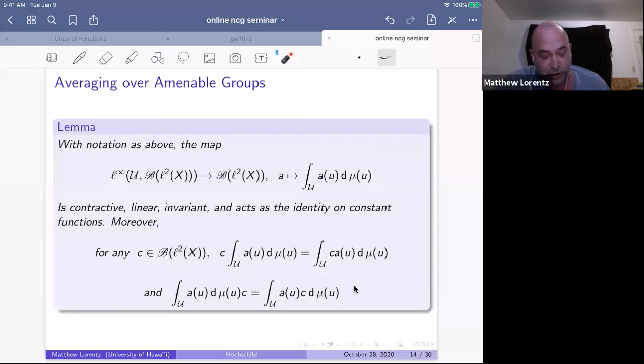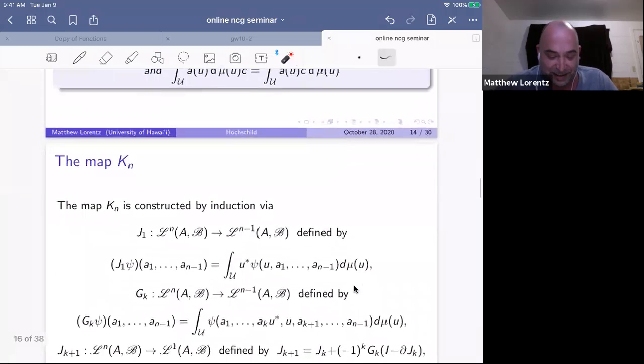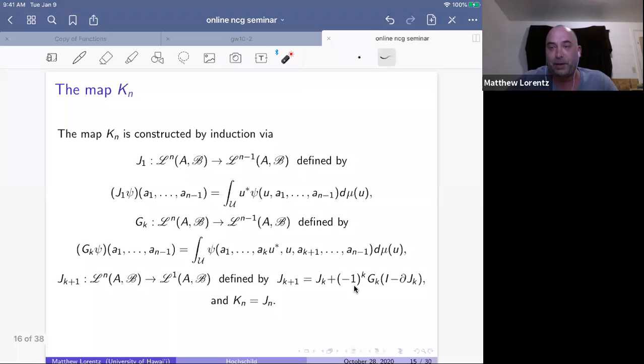Moreover, for any element in the bounded operators on the square summable sequences, we can bring it in like so, or we can take it out like so. So this is behaving very much like an integral, except that we lose countable additivity. It is linear, but it is only finitely additive. So from that, we can start constructing this map Kn.